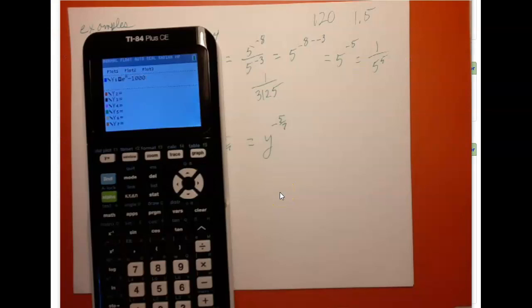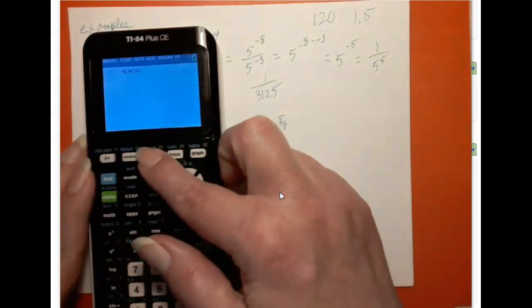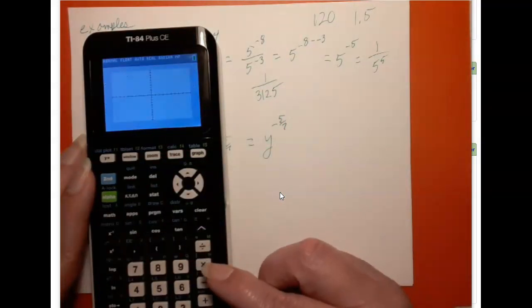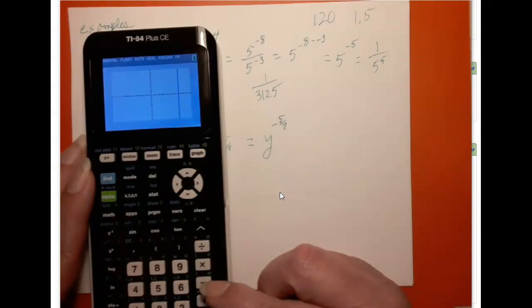I'm going to show you the steps for e to the x minus 1000. So if I do this, I do a zoom 6. I'm not sure what it's going to look like. I'm interested in where it's greater than 0, so where the graph is above the x-axis. e to the x minus 1000.